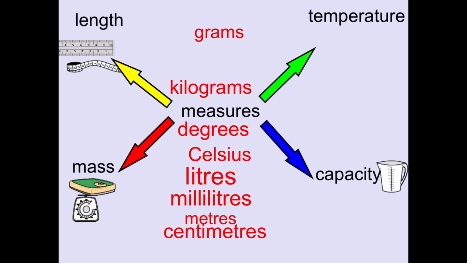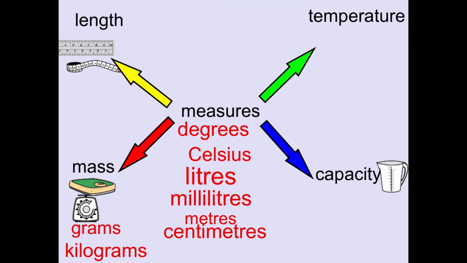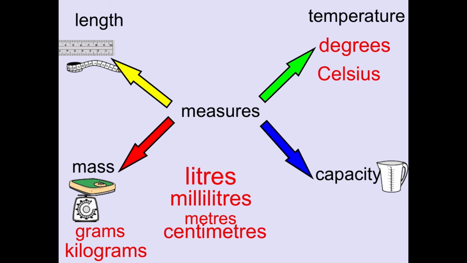So grams is the first one. Grams is a measurement of weight or mass. So kilograms is also a measurement of weight and mass. Grams are the small ones and kilograms are the bigger ones. Degrees. Now degrees measure temperature. We talk about degrees, and there's the other one, Celsius. And that tells you how hot or cold it is.